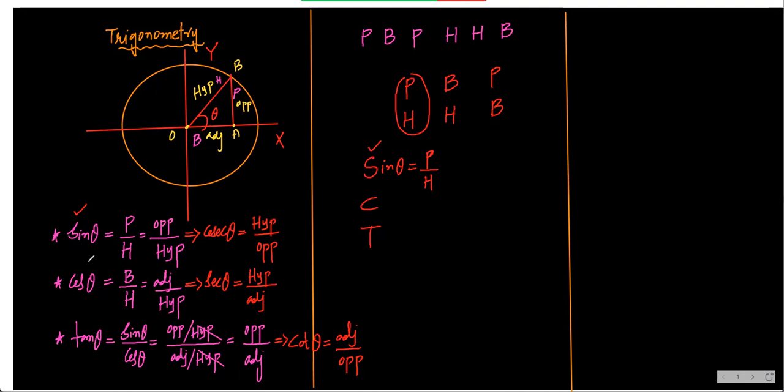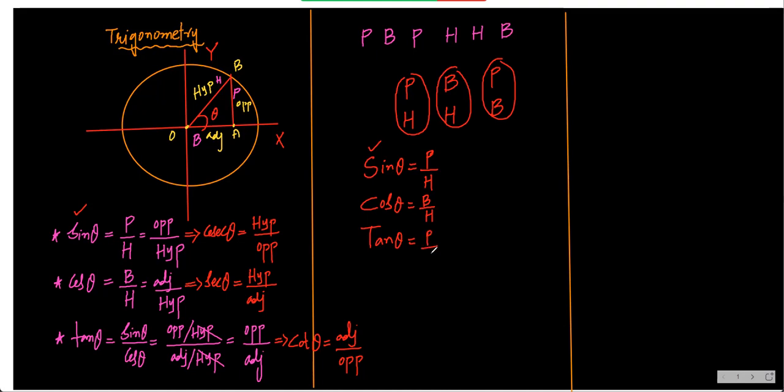Now see, the first value we see, so chandi means cos theta. This ratio is B upon H. See, B upon H. And tan theta, tangent, tan. This ratio is P upon B. Here I forgot to write it, no problem. Directly you can write P upon B, opposite upon adjacent.